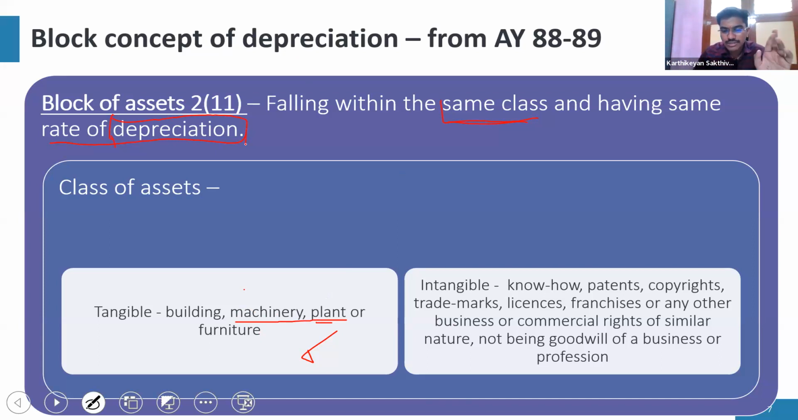Okay. So same is the case in case of intangibles, know-how, patents, copyrights, trademark, licenses, franchises, or any other business or commercial rights of similar nature, not being goodwill of a business or profession. Goodwill of a business or profession, depreciation கிடையாது. Okay, it was a specific amendment Finance Act 2021. So Finance Act 2021 they took out the depreciation on goodwill.